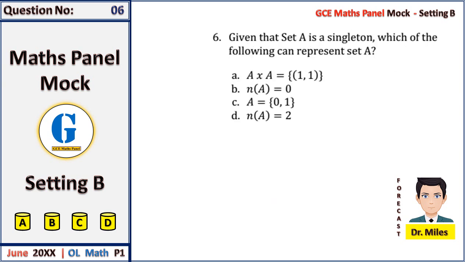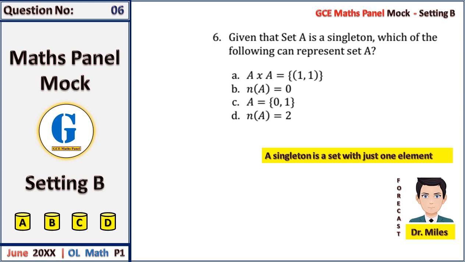Question 6. Given the set A is a singleton, which of the following represents set A? Now you have to note that a singleton is a set with just one element. Looking at the alternatives given to us, the first one is an ordered pair A times A, which gives us the first element from set A and from set B. That ordered pair indicates a singleton.